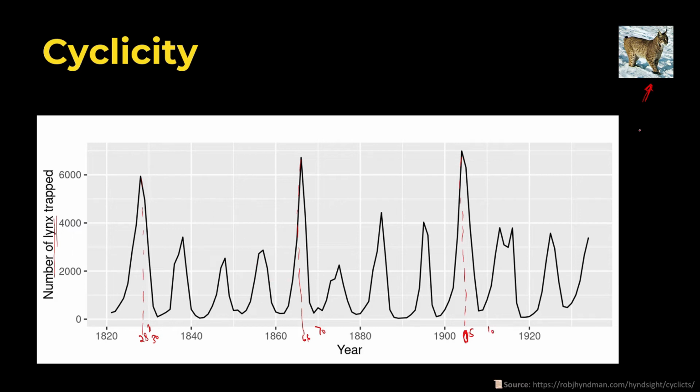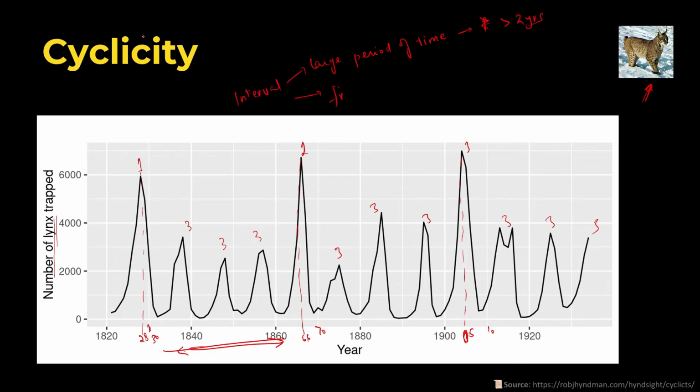You can see that the pattern repeats: a big peak followed by 3 small peaks, then big, followed by 3 small peaks, then again big followed by 3 small peaks. But it happens over a large period of time, usually greater than 2 years, and may or may not be fixed. So this is the concept of cyclicity or cyclicality.